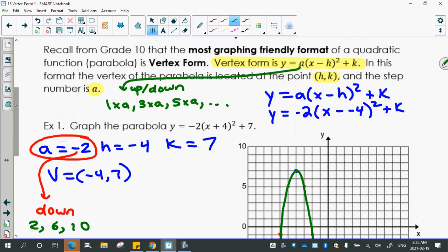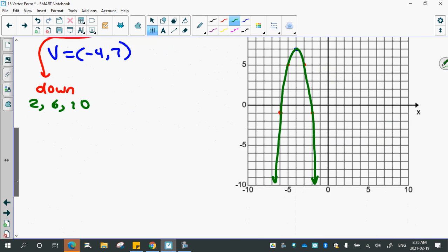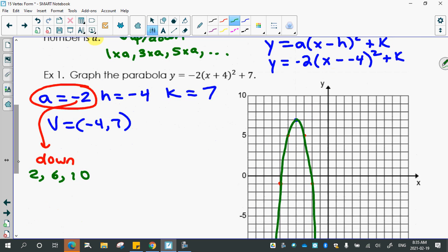So we graphed the parabola. There's our example. And notice the things about this parabola, remembering back to grade 10, this is called the vertex again. Okay. This specific parabola has a maximum value. Because it's turning downwards, this parabola never gets higher than 7. Okay, does everyone see that? Has a maximum value of 7.